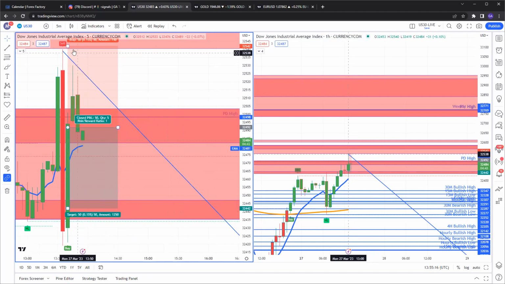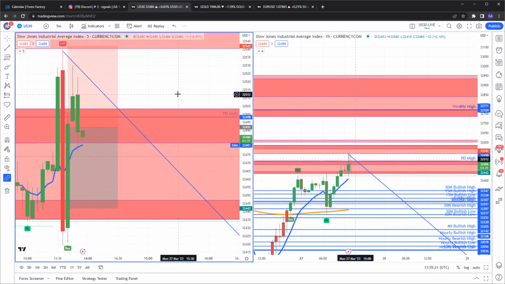So now we're expecting this trend line to hold even on the 5 minute. So we'll just leave that trade to keep running.